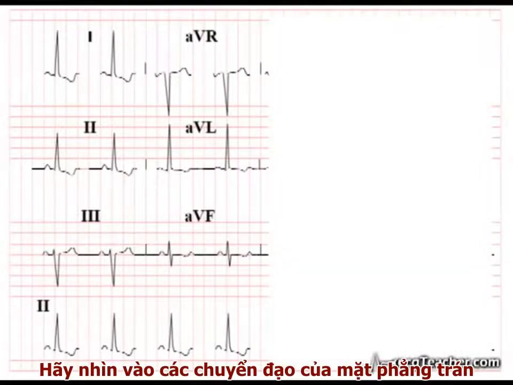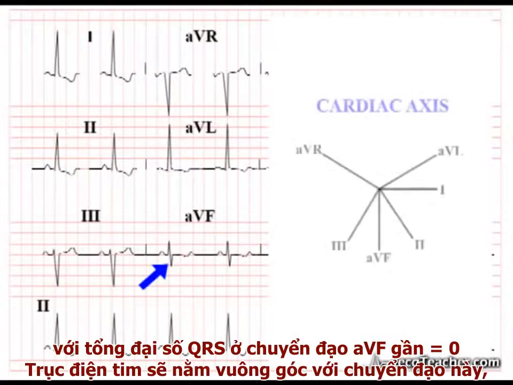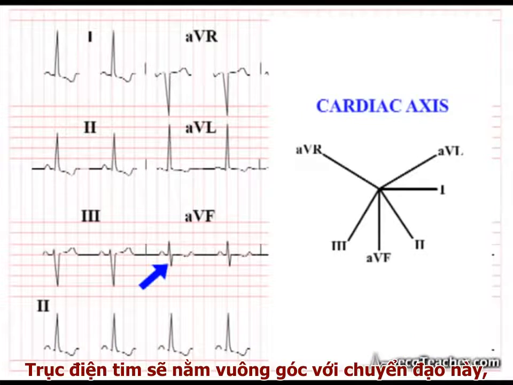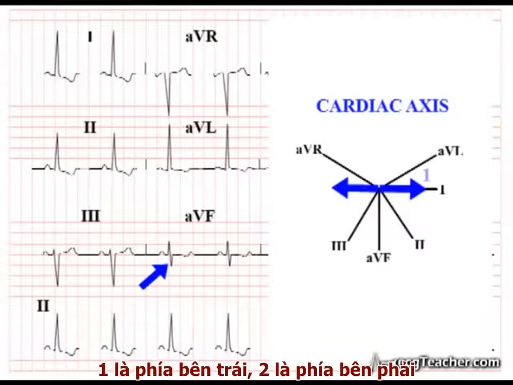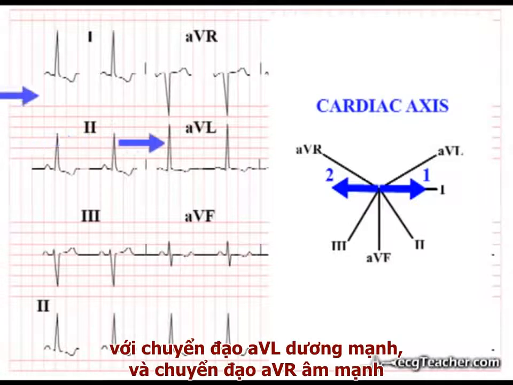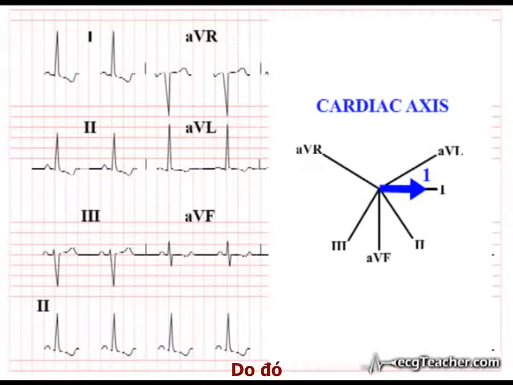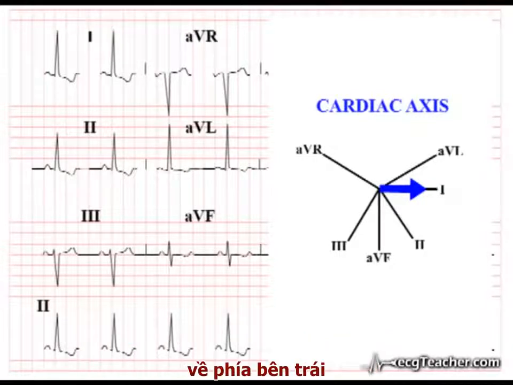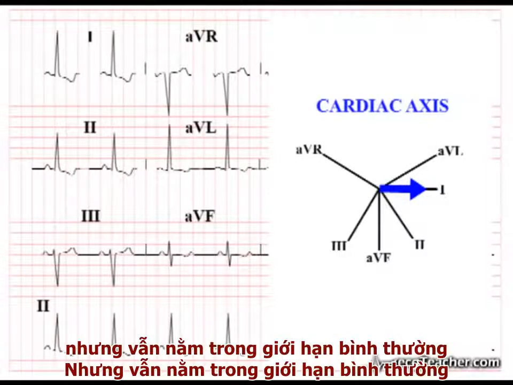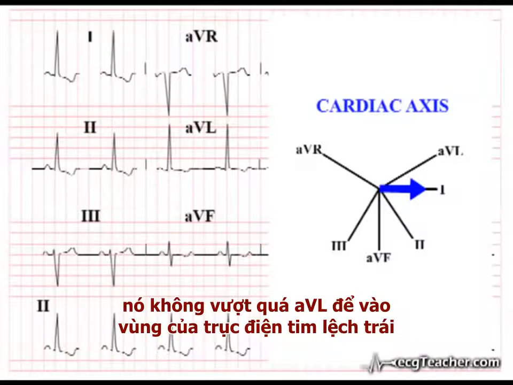Looking at the frontal leads, with the QRS complex in AVF near isoelectric, the cardiac axis lies approximately at 90 degrees relative to this lead, giving us 2 options for the axis, one travelling towards the left and one towards the right. With AVL strongly positive and AVR negative, it must be option 1. So, on this ECG, the cardiac axis lies close to lead 1, towards the left, but still within the normal range. It does not lie beyond AVL in left axis deviation territory.